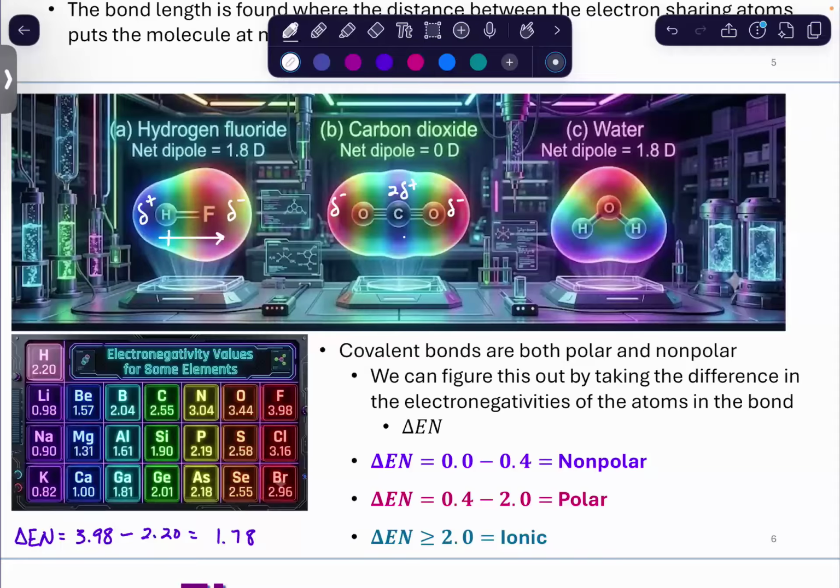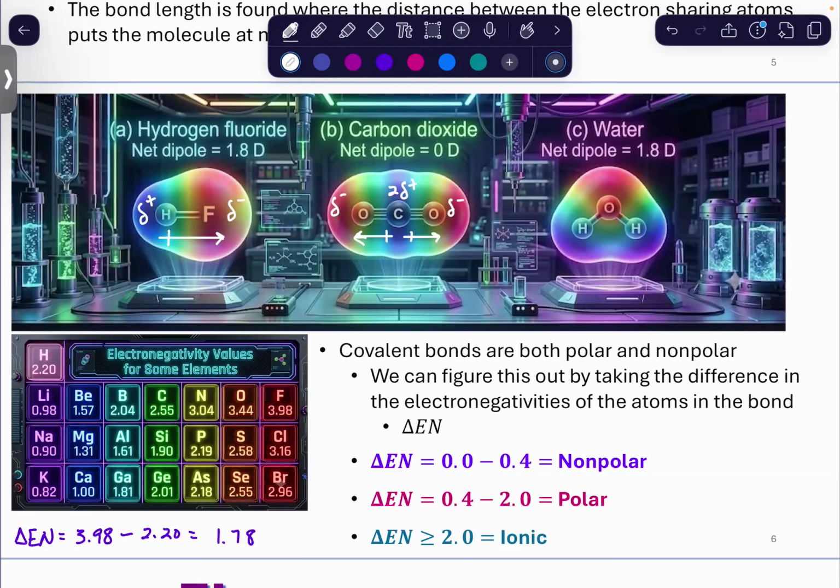But I have a bond dipole pointing that way and one pointing that way. And you can notice with those two bond dipoles pointing in opposite directions, and they're both the exact same kind of bond, you can see that those two are going to cancel each other out. And so carbon dioxide is overall a nonpolar molecule, even though it has two polar bonds.